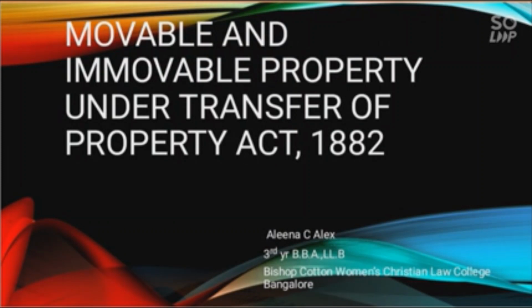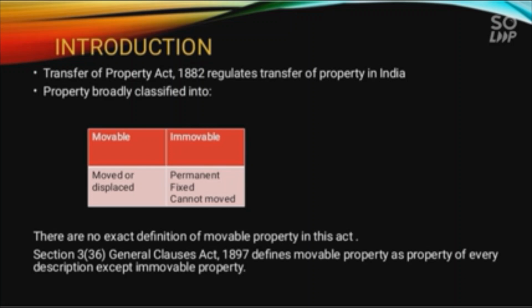I will be discussing the topic Movable and Immovable Property under the Transfer of Property Act 1882. The Transfer of Property Act 1882 is an Indian legislation which regulates the transfer of property in India. Property is broadly classified into movables and immovables. Movables are the ones which can be moved or displaced. However, immovables are the ones which cannot be moved, which are permanent or fixed.